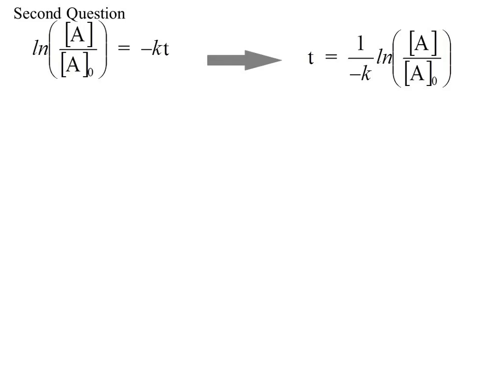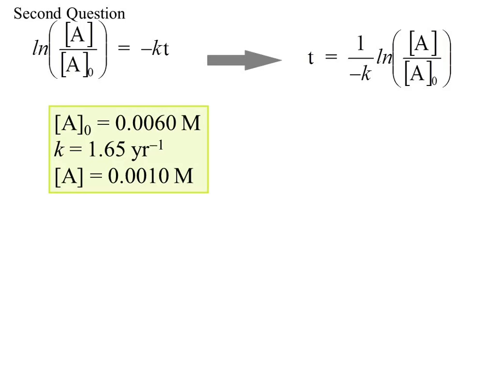And again, this little green box tells you what we've got going on here. The first 2 terms are the same as they were with the first problem. We still have the same initial concentration, 0.0060 moles per liter. We still have the same rate law constant, k equal to 1.65 times 10 to the negative first per years. And now the molar concentration of interest is 0.0010 moles per liter. So we're going to substitute all that into our equation. Aren't you glad you get the equations for the exam? Just to give you a little confidence in it.